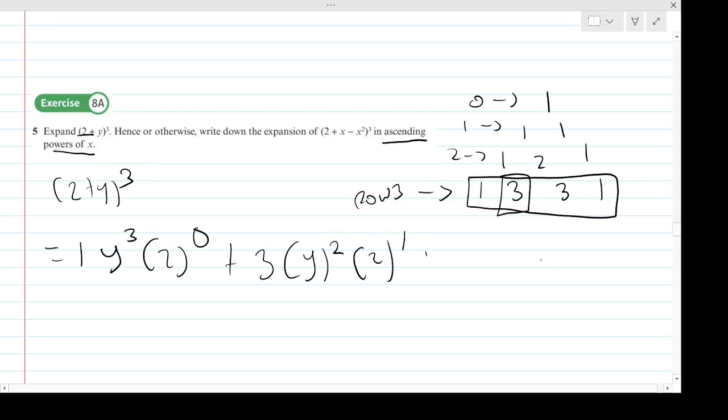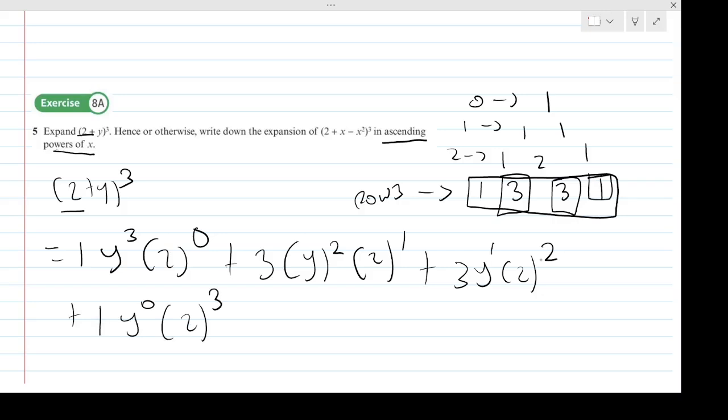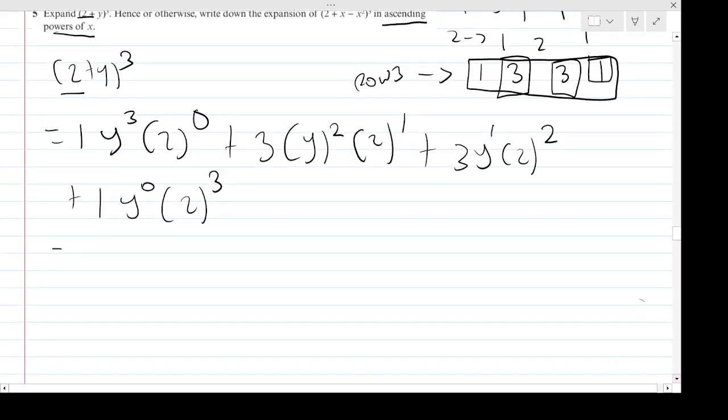And there we are. Then the next term will be just y, but the next coefficient will be 3. So 3 again and y. And for the 2 in the bracket, it's going to be 2 squared now, because this is a power of 1, and 1 and 2 gets us 3. Then lastly we have a y to the 0 term, and the coefficient will be 1, the last term in the row. And then the 2 will be cubed, because then we get an overall power of 3. If we were then to simplify, the first term is y cubed. 2 to the 0 is just 1, because anything to the 0 is 1. So we're just left with y cubed here.